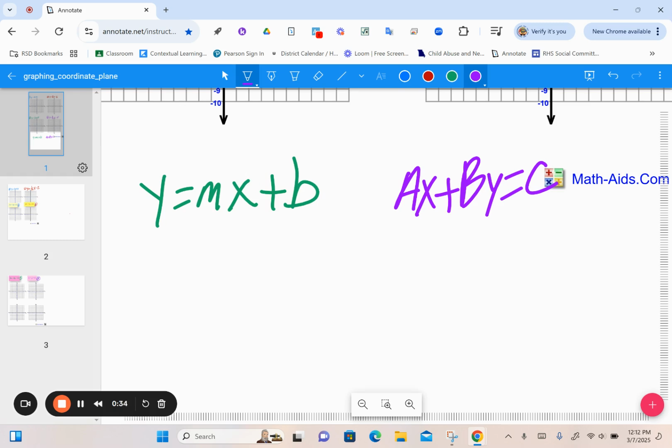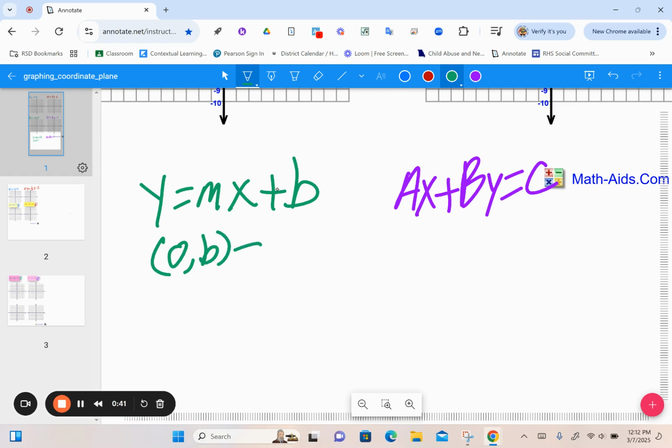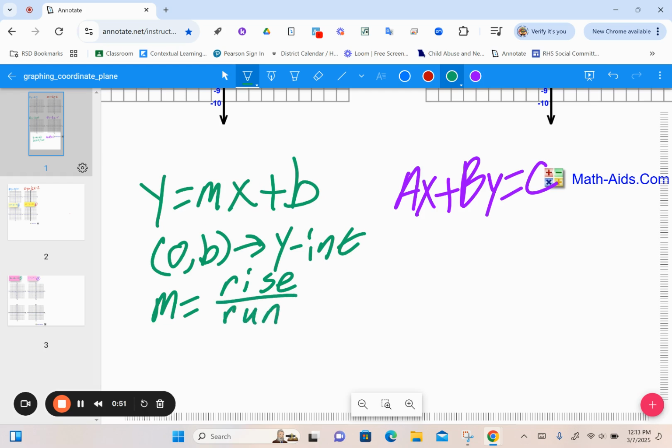But a lot of our first six, I think we're going to start out like this green one over here. So in the green one, we know 0, comma B. That is our y-intercept. That's the first point we're going to plot. And we know that our M is our rise over our run. So this is our up or down, depending on if it's positive or negative, or right if it's positive, left if it's negative. Okay, so that's where we're going to start out.